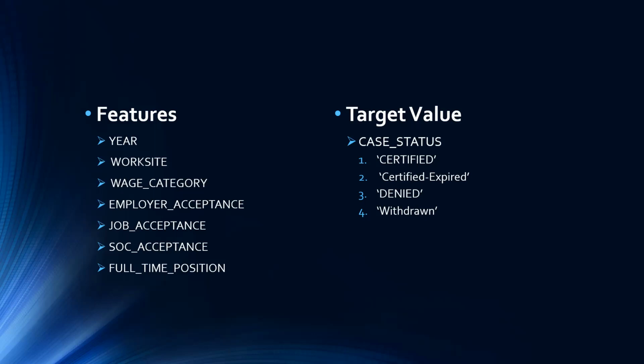So during my machine learning model, I have collapsed the values certified expired, denied, and withdrawn into one, and I've taken certified as the second one.